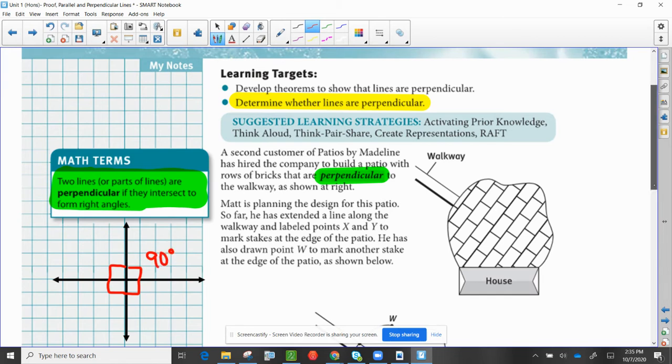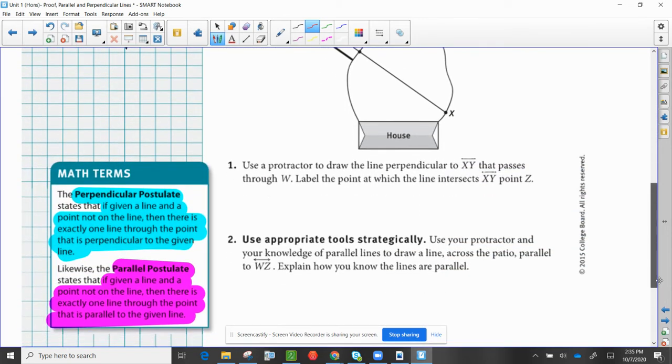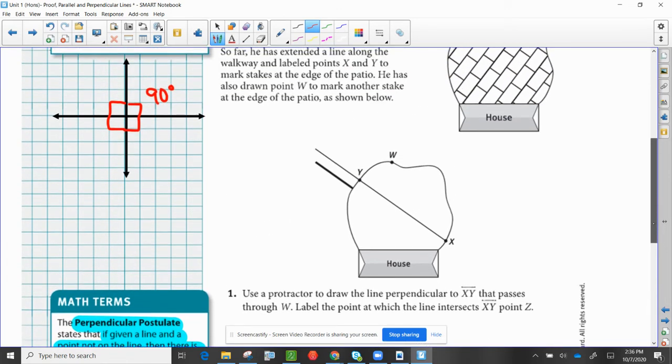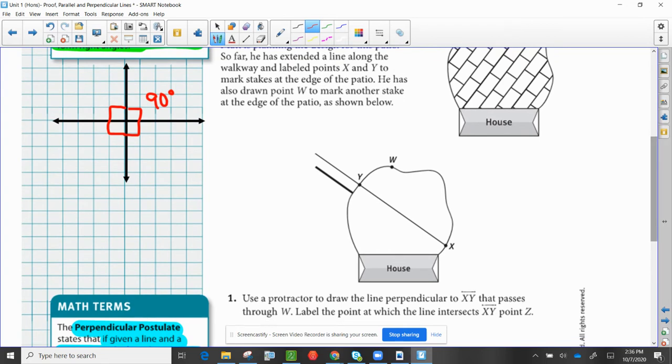Okay, so let's kind of jump down here to these other little math terms. So we have a perpendicular postulate, which says that given a line and a point not on the line, then there's exactly one line through that point that is perpendicular to the given line. So that's a little wordy here.